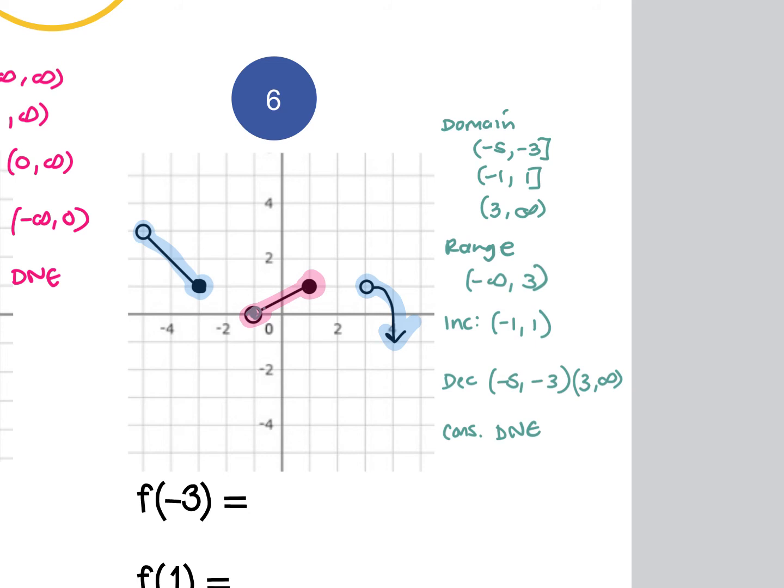My range is bottom to top. So the arrow pointing down says negative infinity is going to be included. And then the highest point as I move up is this point right here. It's an open dot, so it gets a parentheses, and it's at the 3.